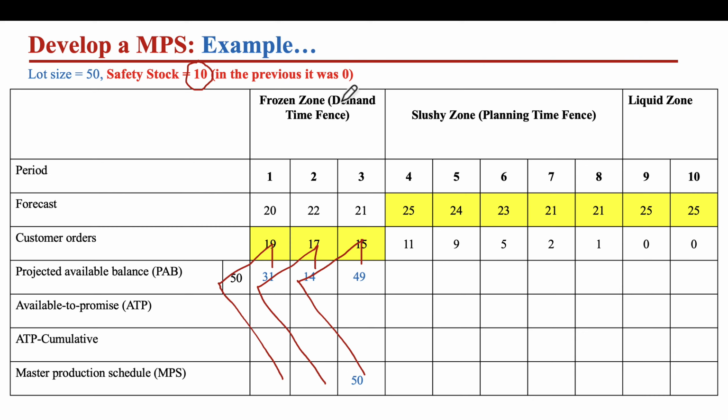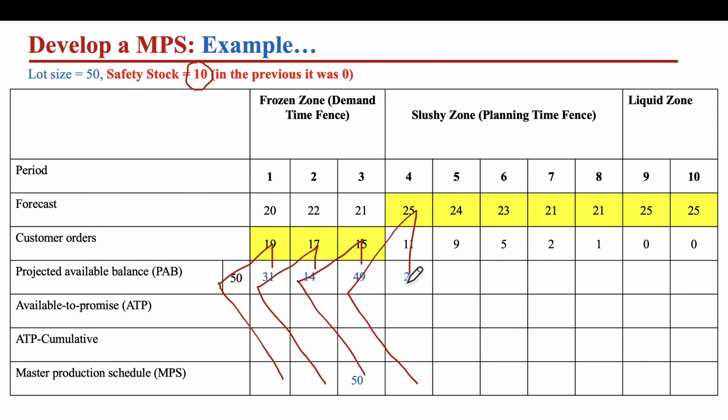And remember, this is our frozen zone, this is our slushy zone, and you know the rule is that when we are in frozen zone, we only consider confirmed customer order, these ones. But when we enter the slushy zone or liquid zone, we need to consider whichever is greater, 11 or 25. So in this case, all these values are greater, so we'll be using them. Is this 49 sufficient to meet the demand for 25? Yes, it is. So no production here, and PAB will become 0 plus 49 minus 25 is equal to 24.